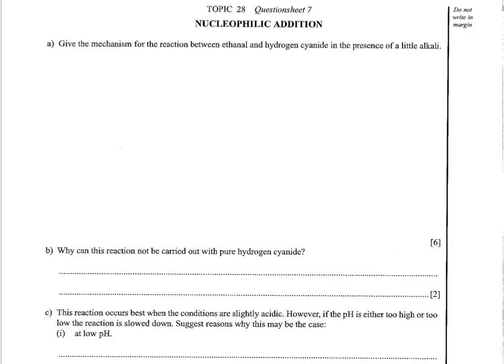So let's have a look at an example of a typical exam style question. The first part's easy enough, giving the mechanism for the reaction between ethanol and hydrogen cyanide. But what's interesting is it's in the presence of a little alkali. So it's obviously saying that it's HCN dissolved in some sodium hydroxide solution.